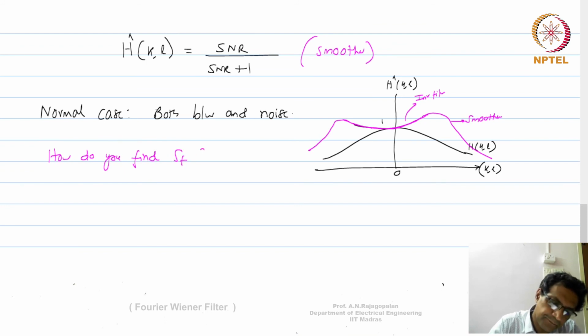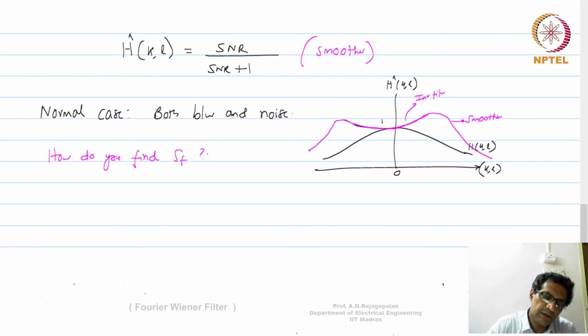How do you find SF? That could be a question. In this case, if it is non-blind deblurring, which is what we are assuming till now, we'll assume that the point spread function is known. We may even assume that the spectral density of the noise is known. But what is not clear is how you get SF, because you have only a single image, and where is the autocorrelation function, and so on.